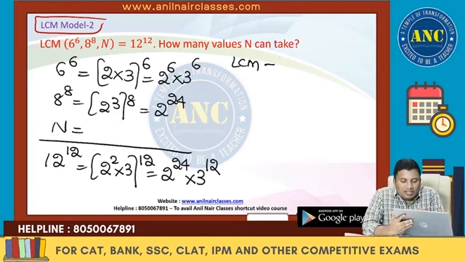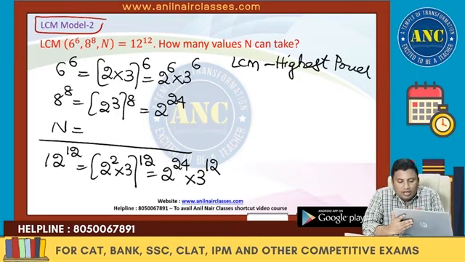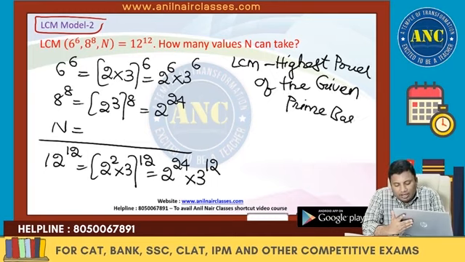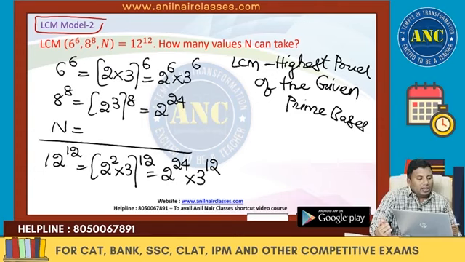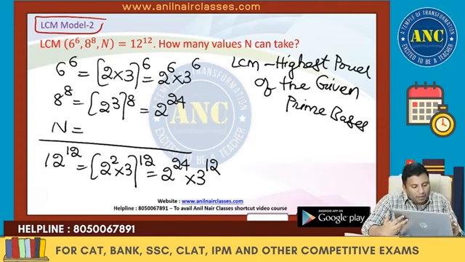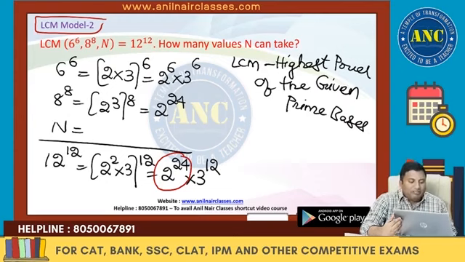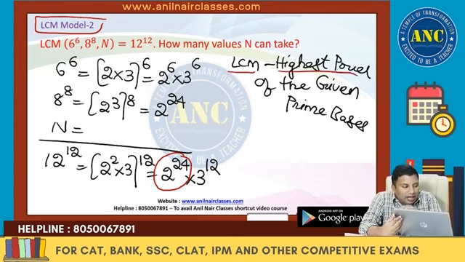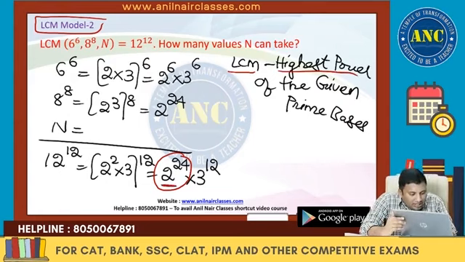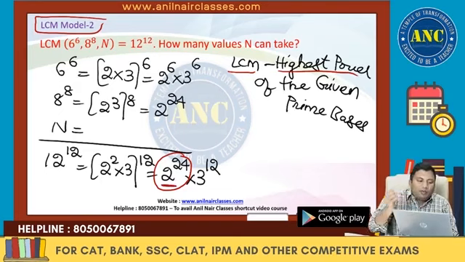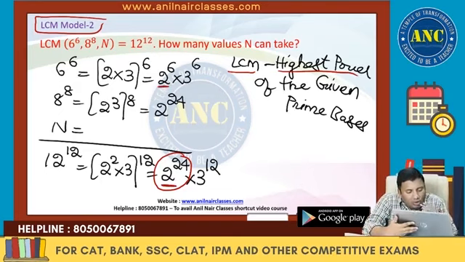LCM always takes the highest power of the given prime bases. Now see here. Answer contains 2 power 24. This answer is nothing but the highest power. That means this highest power should be present in one among the three numbers. It is 2 power 24.